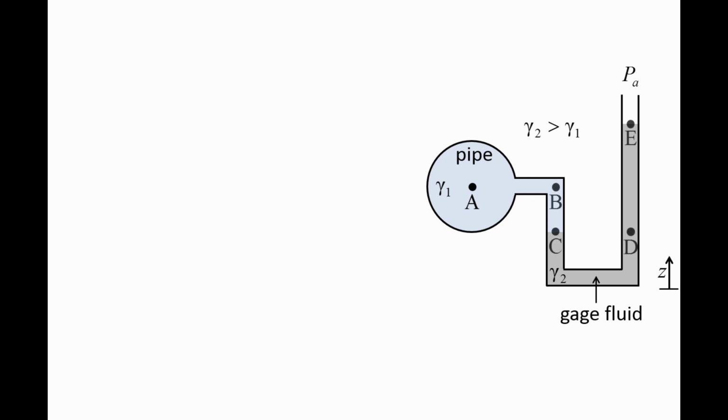Let's label a few important points in the manometer. Point B is at the same elevation as point A. Point C is at the interface between the fluid from the pipe and the gauge fluid. Point D is at the same elevation as point C inside the gauge fluid, and point E is at the interface between the gauge fluid and the atmosphere. The vertical distance between points A and C is h1, and the vertical distance between points D and E is h2. The pressure at point A is equal to the pressure at point B because those 2 points are at the same elevation in a continuous fluid.